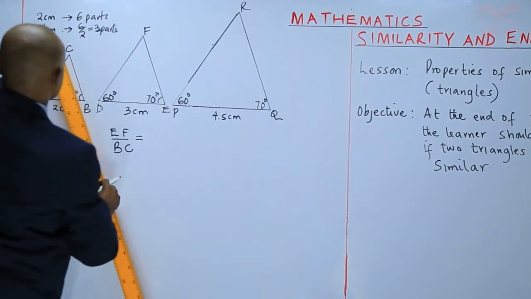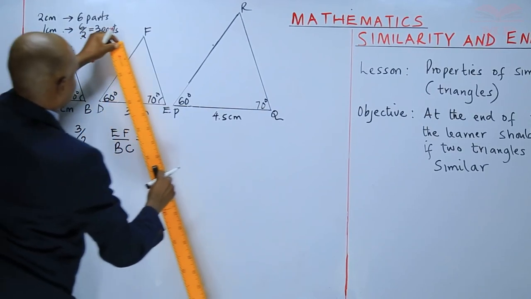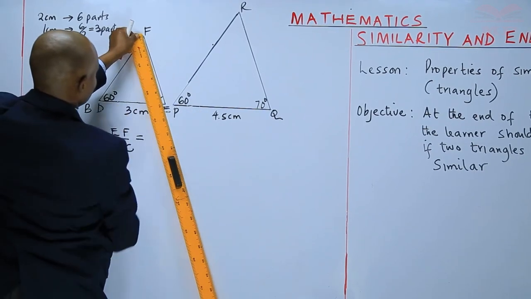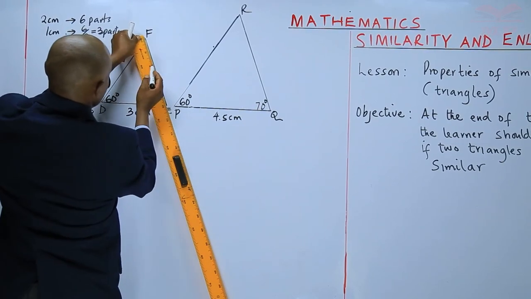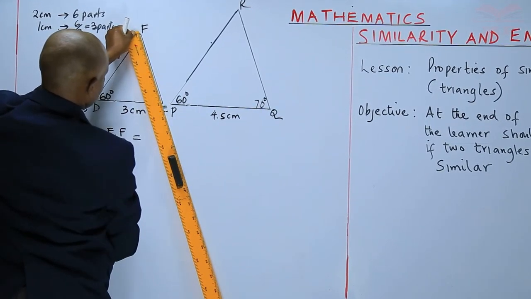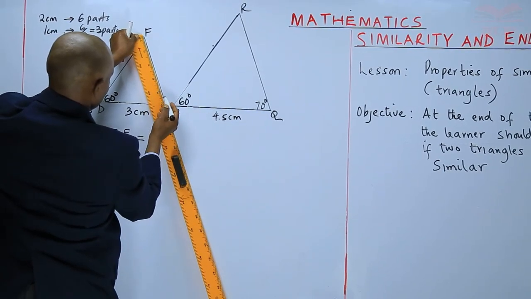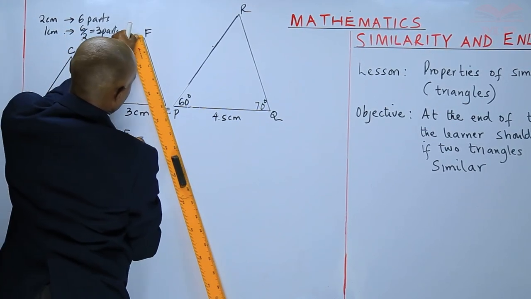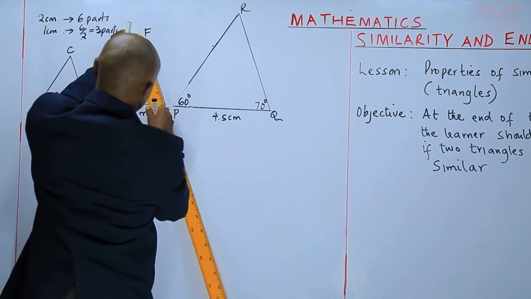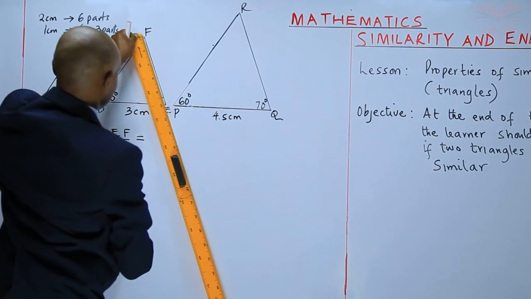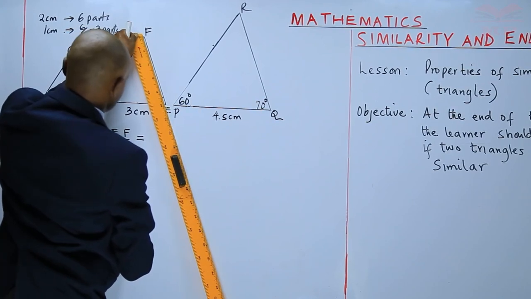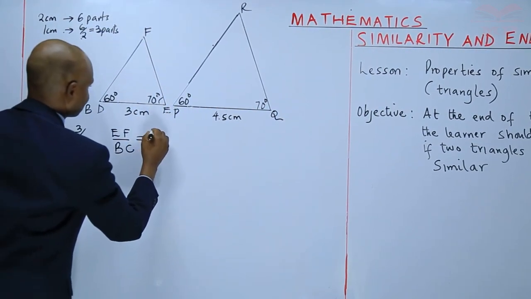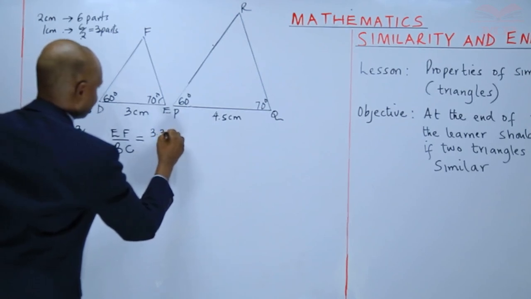I'll come here, EF. So 1, 2, 3, that is 1 centimeter. Again, 1, 2, 3, that's another centimeter. 1, 2, 3, another centimeter. If I get one of the parts, it is going to be 1/3 of a centimeter. So that will work to 3.33.